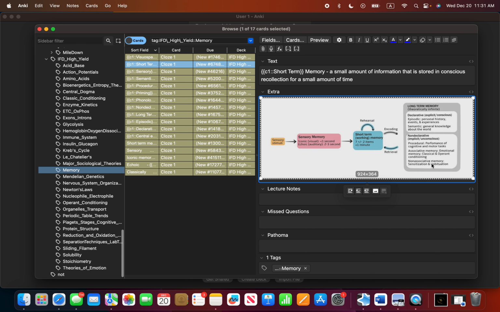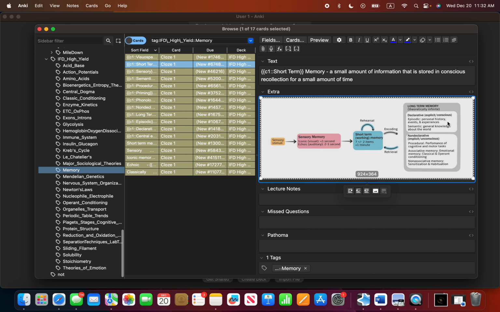You do not associate anything, you get sensitized or habituated. The first one was procedural, so the performance of cognitive and motor tasks. Now back to the explicit or the conscious. You had declarative, which is explicit and conscious, and which has 2 types, episodic or semantic.